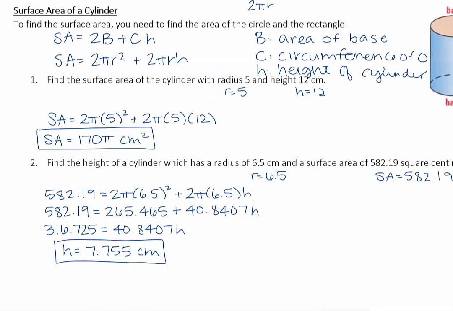So we did these two problems. I just substituted in what I knew and solved for surface area for the first one, and then the second one I was solving for the height. And since this was a decimal, I made them all decimals. So I knew that this number here had to be subtracted from 582, and then I could divide by 40.8, and that would give me my 7.755.